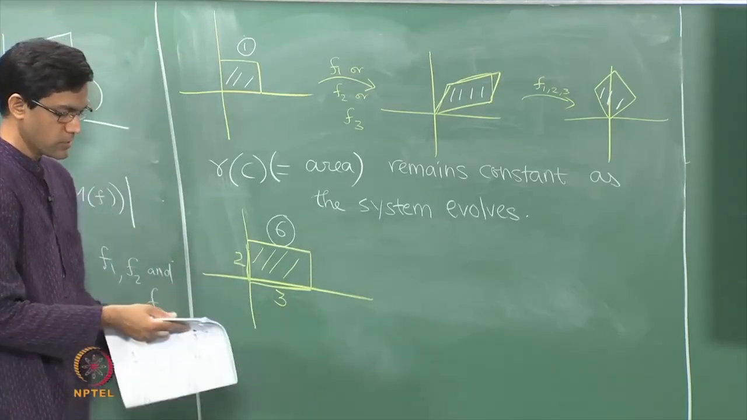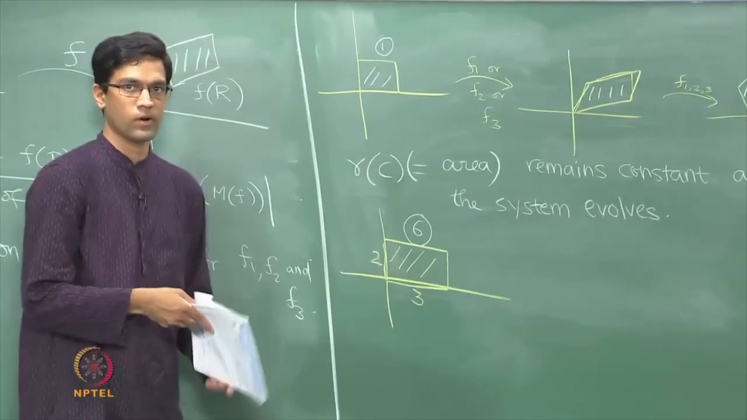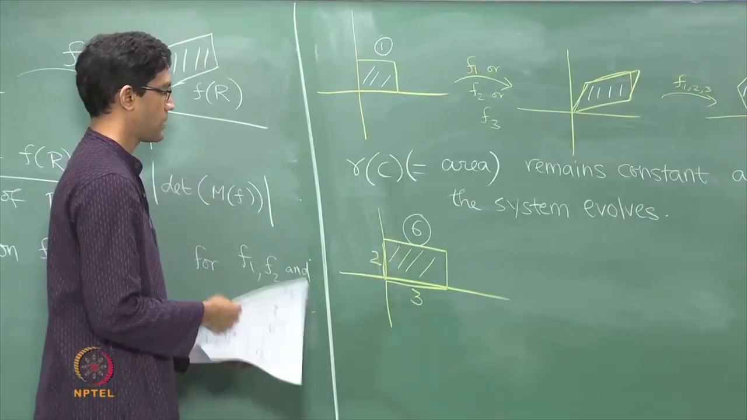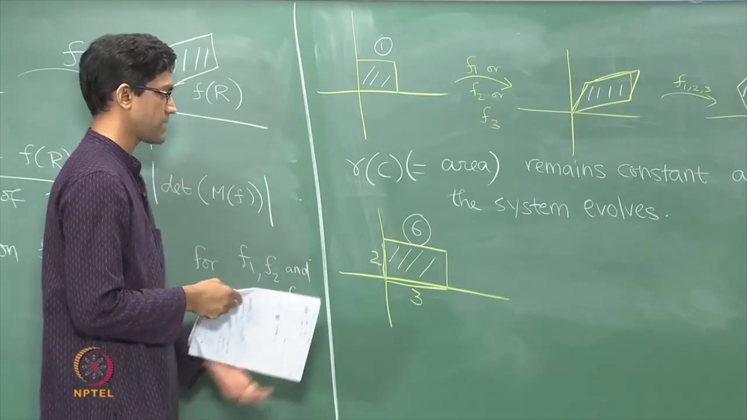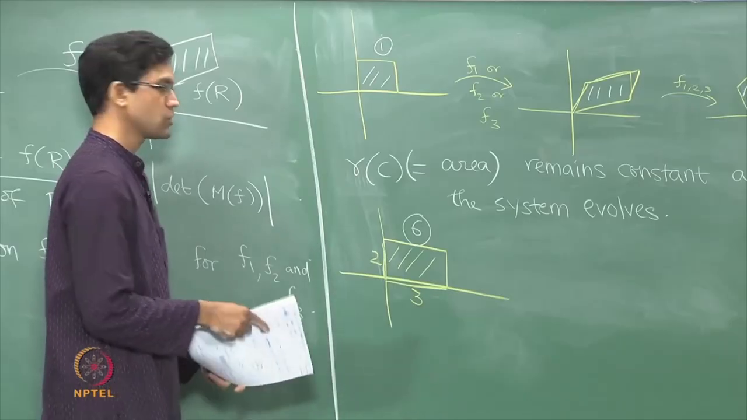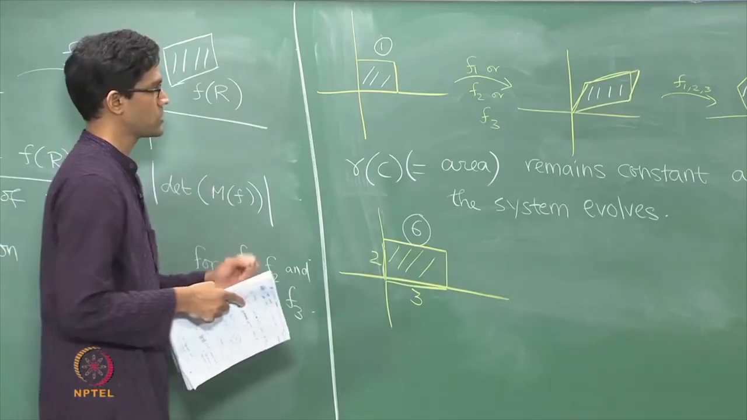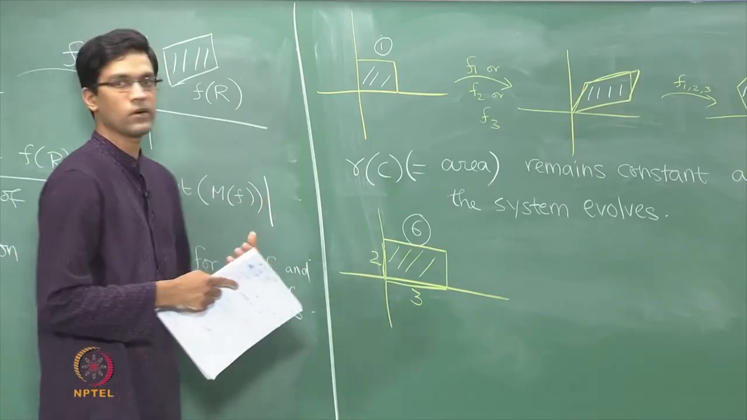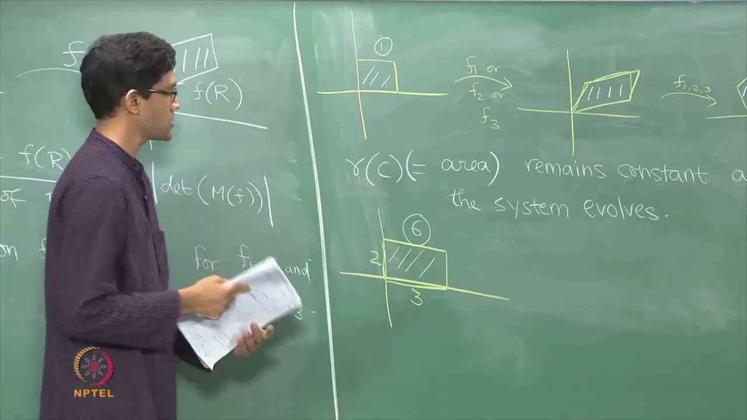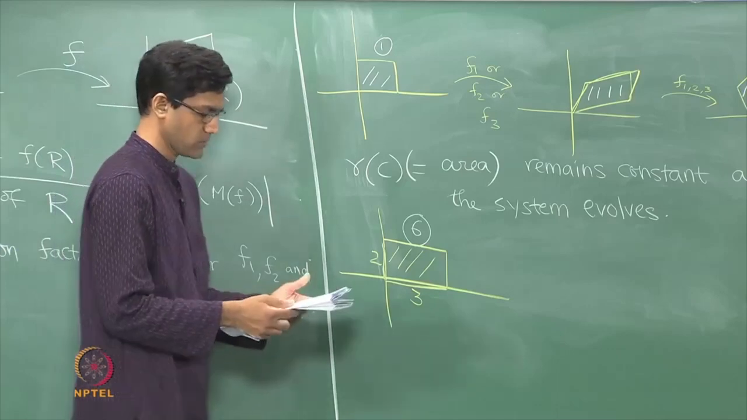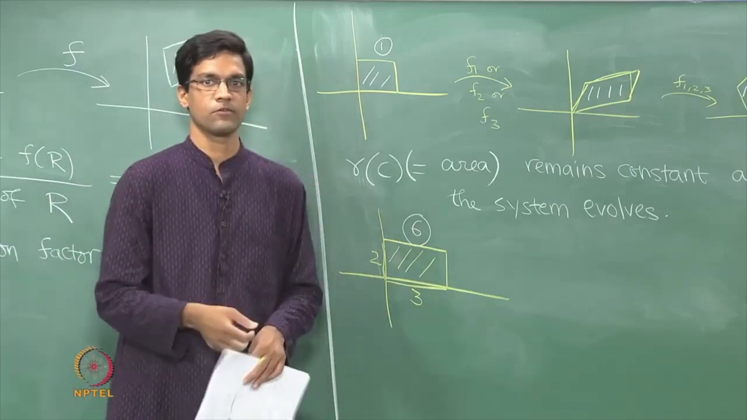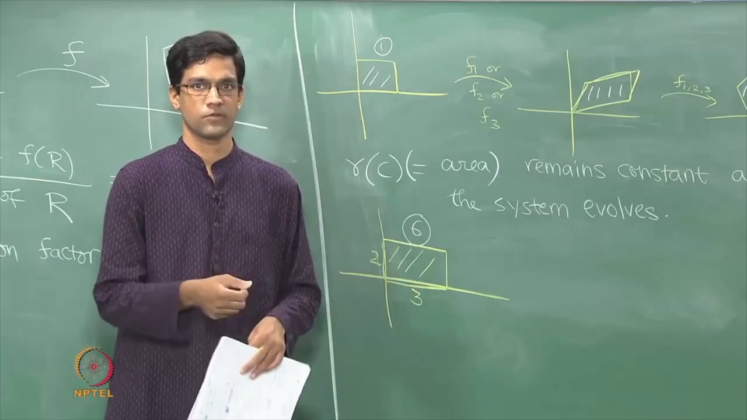Okay, so these are two examples of conserved quantities, where the fact that there is a conserved quantity allows you to at least answer some questions rather quickly. The impossibility of attaining certain configurations can be quickly answered from this. Okay, so next time we look at a few more examples of conservation principles.